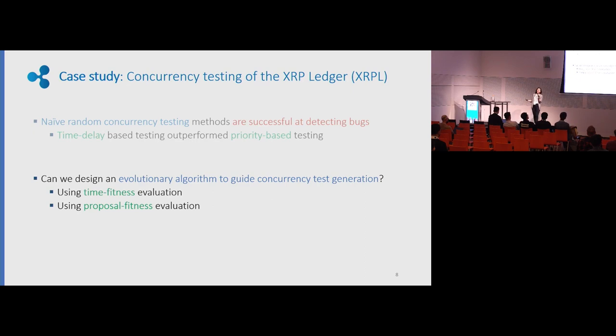One challenge with concurrency testing is that the buggy executions are hard to find. They occur only in subtle reordering, subtle delays. So they are in the weird positions of the search space. So now we ask whether we can use evolutionary algorithms to guide the search towards the executions which are likely to be buggy.